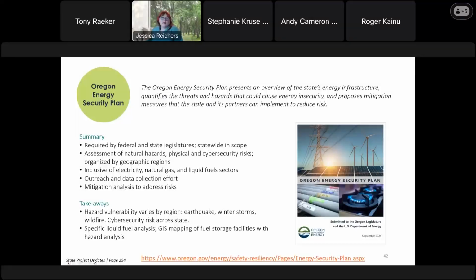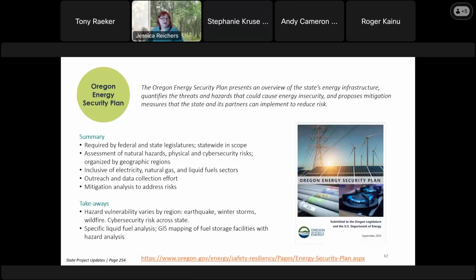So the Oregon Energy Security Plan was submitted on September 30th of last year to both the U.S. Department of Energy and the Oregon Legislature. The plan includes information regarding energy systems in Oregon, including electricity, natural gas, and liquid fuels, and focuses on a risk assessment for natural hazards. This includes things like wildfires, drought, flooding, and other hazards that can affect our energy systems.